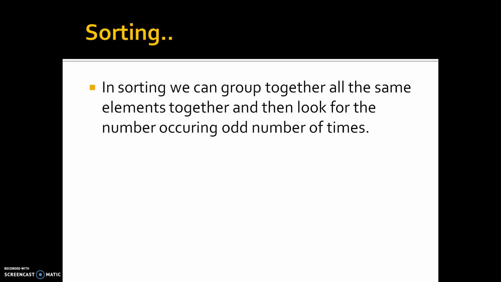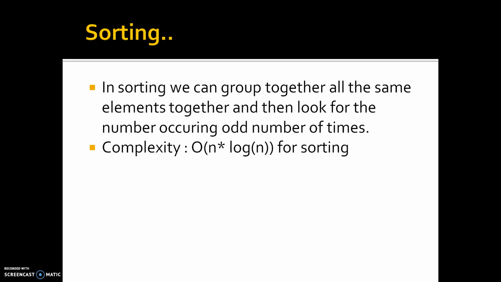Checking would require order of n complexity, but sorting requires order of n log n. In the average case, the complexity of sorting is n log n, and here we are giving the worst case as n log n. Previously the time was order of n, but we required order of n for space complexity. Here we would not require any extra space, but we would require order of n log n time for sorting.